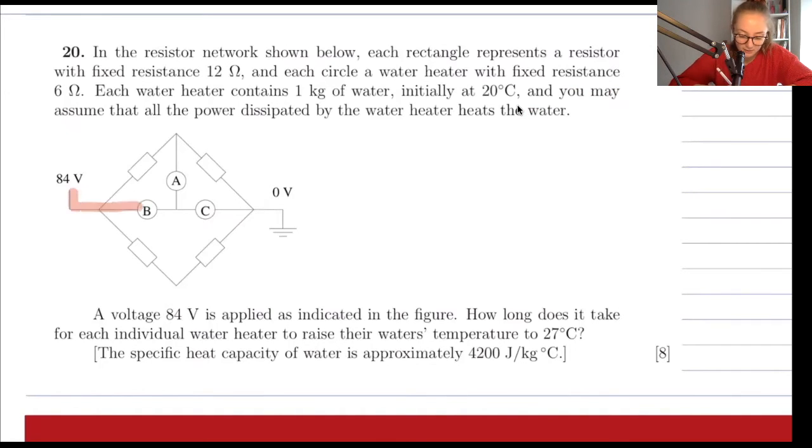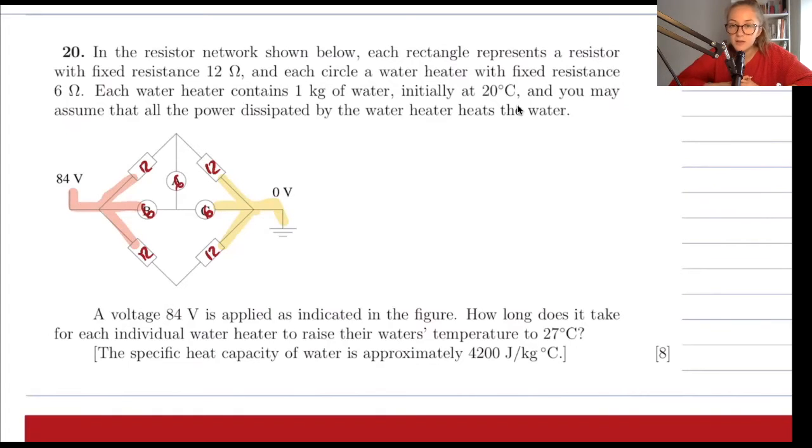So everything along this branch here is 84 volts. And everything along this branch here is 0 volts. These four have the same resistance of 12, I believe. And then these three have the same resistance of 6. So the first thing that should strike you here is that we have symmetry.